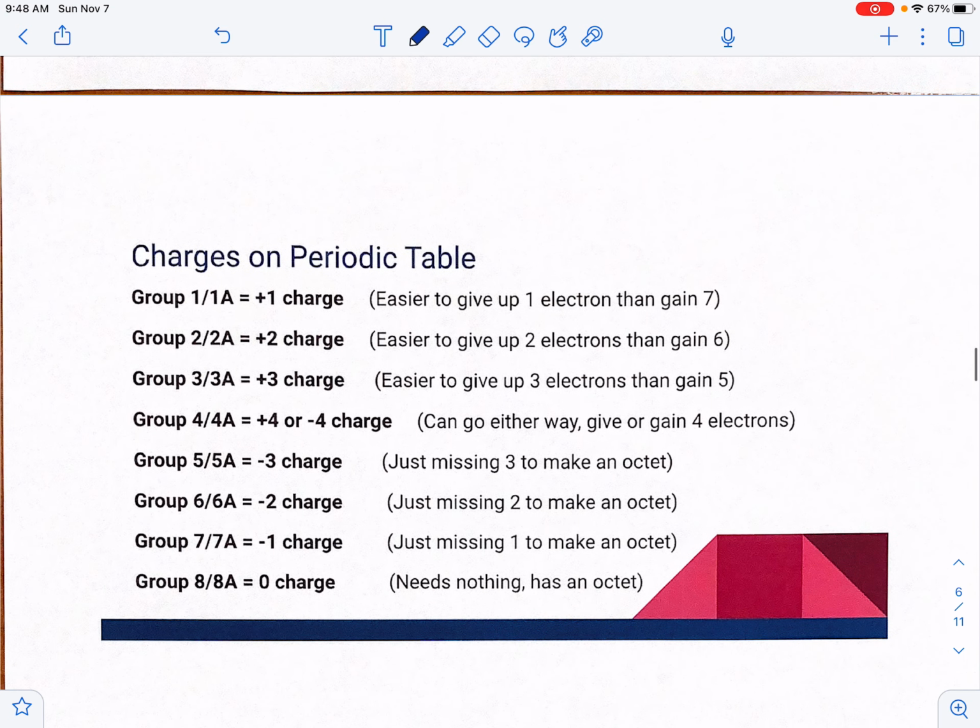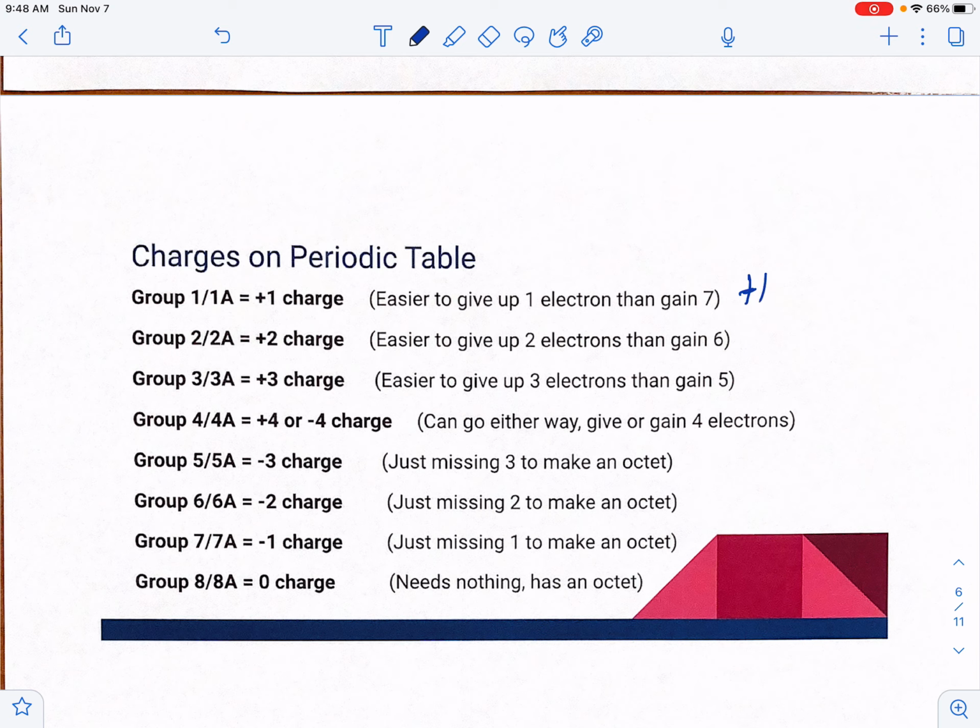Now your charges on your periodic table, this is probably the most important part when it comes to this whole unit on bonding. We talked about valence electrons. The perfect number is 8, and you can only have 1 through 8. Group 1A has a +1 charge, group 2A has a +2 charge, and so forth. The reason group 1 has a +1 charge is because it's easier to give up that 1 electron than to gain 7. The way I remember it is, hey, I have an extra electron, so here I have a +1.